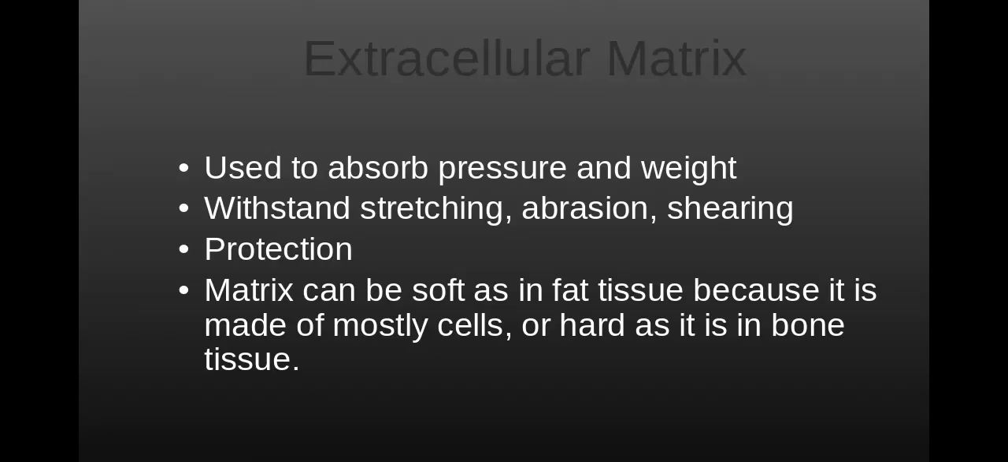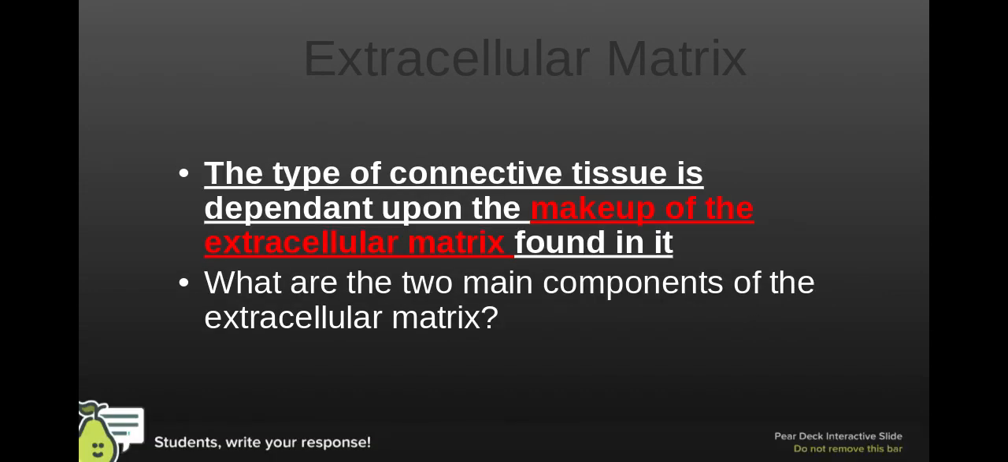The extracellular matrix is important because it's used to absorb pressure and weight. The fibers and the ground substance that make it up allow it to withstand stretching, abrasion, and shearing. It's also involved in protection. Like we said previously, the matrix can be really soft, as in fat tissue, because it's mostly made of cells, but it can be as hard as bone tissue, depending on the makeup of that extracellular matrix. The type of connective tissue is dependent upon the makeup of the extracellular matrix. This is going to be one of the key components that we talk about.